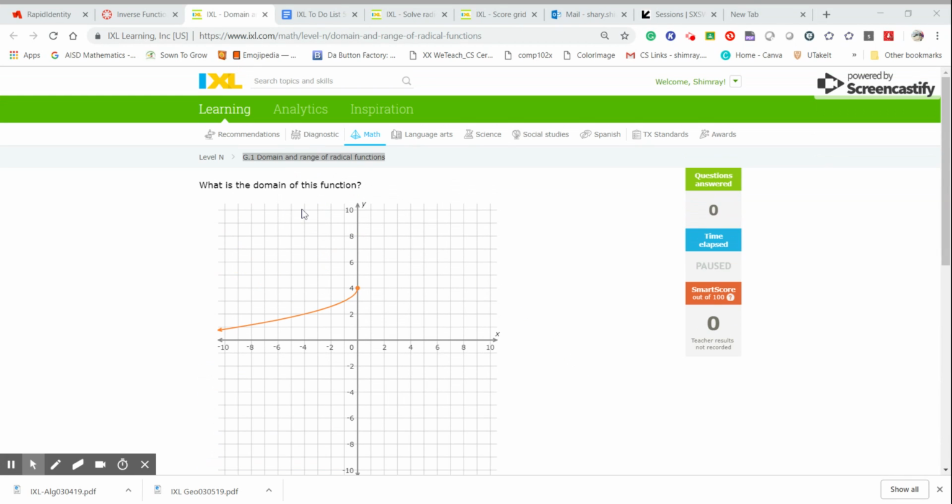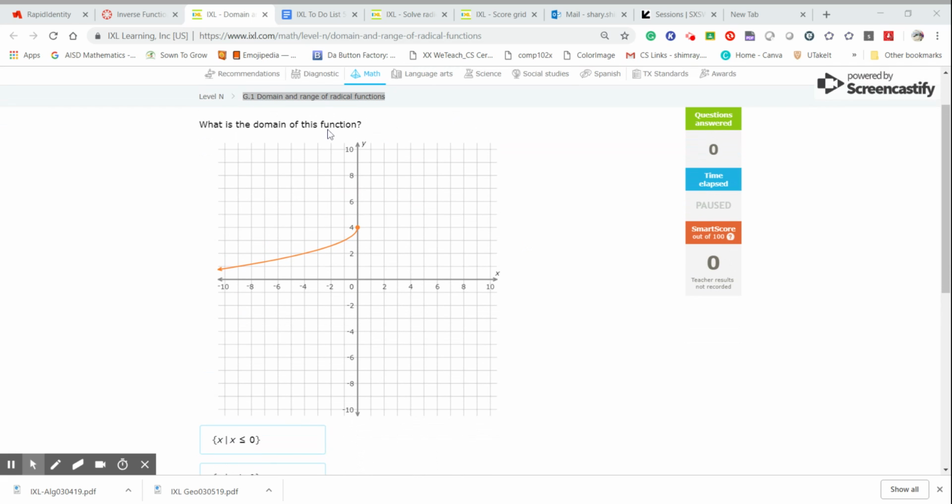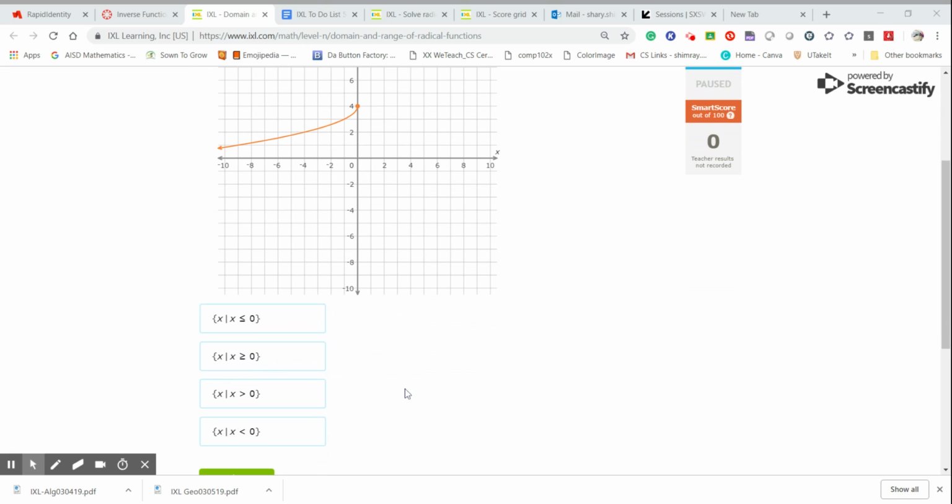Okay, so this session is about what the domain of this function is. So domain is x, so you can look at the x. It started here, which is 0, and going toward negative 10. So it means x has to be less than 0.